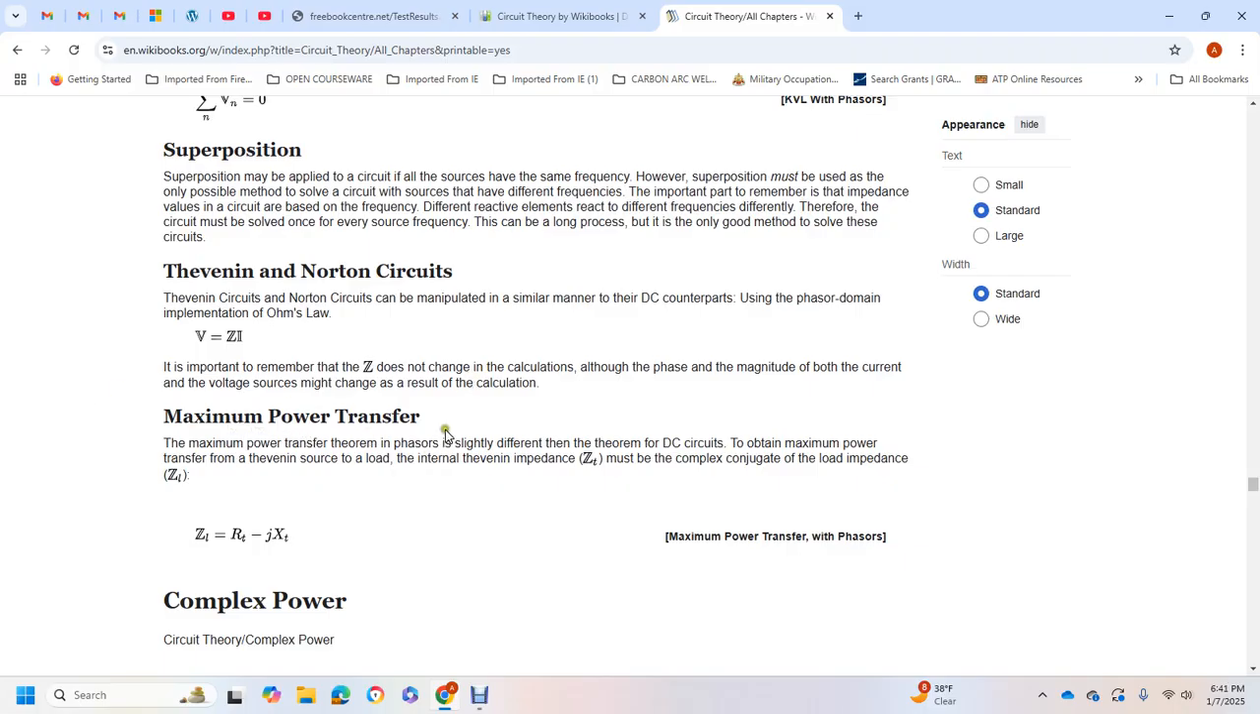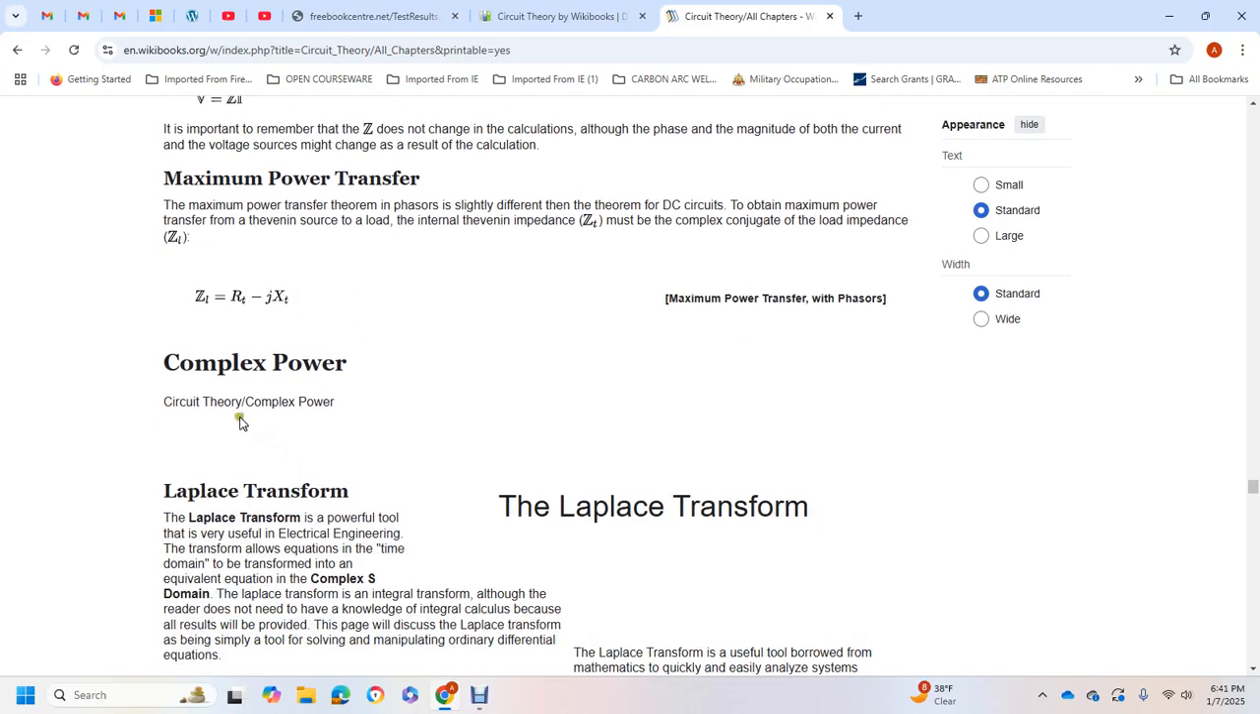Maximum power transfer in phasors has a slightly different theorem than DC. The maximum power transfer is obtained when the load impedance is the complex conjugate of the source's internal impedance. Complex power circuit theory and complex power are covered in the next chapter.